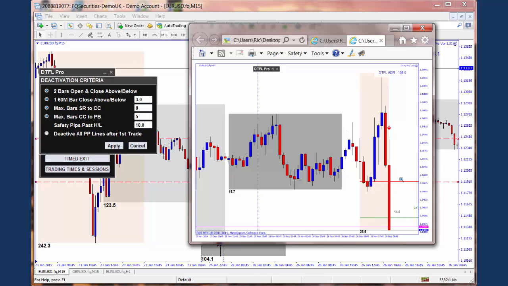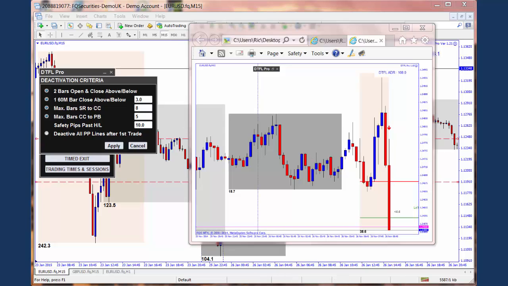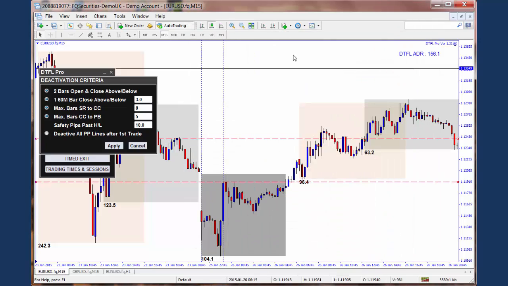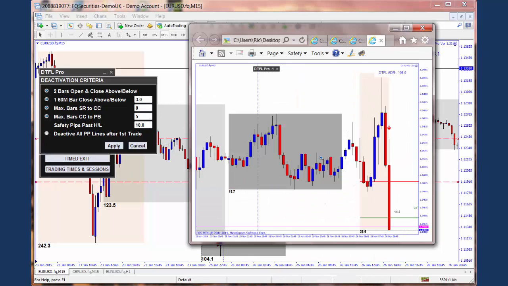So now this one becomes deactivated. And you can see this would have been originally blue in the last screenshot. Let me just bring that back up again. You see it's gone green. So it's gone from blue to green. It's been activated. And then as the price has continued down and broken through this second PP line, it's activated this one, which automatically deactivates the previous one, because only one PP line can be active at any one time. So these are the general rules.